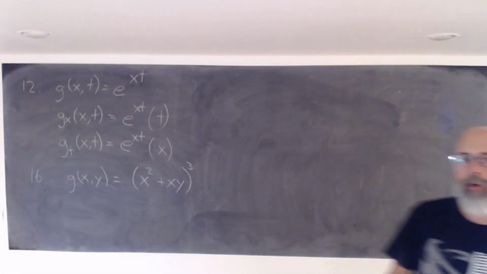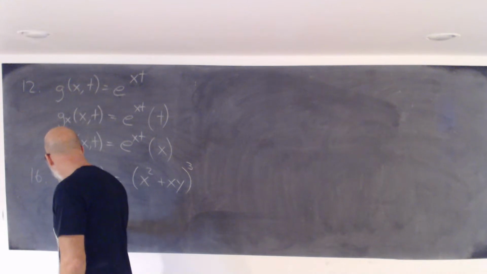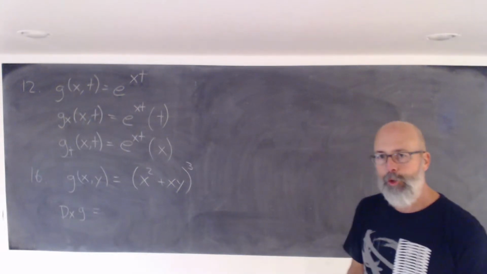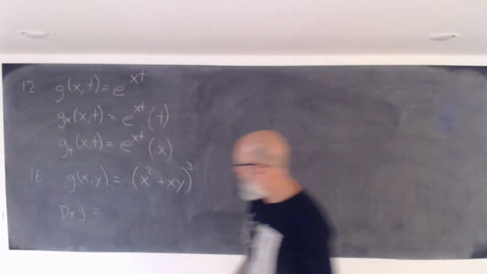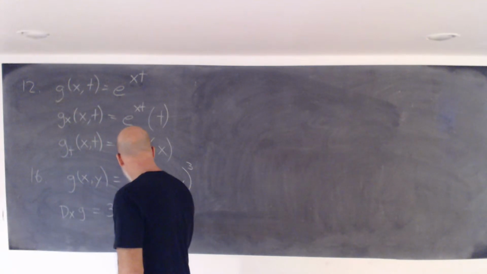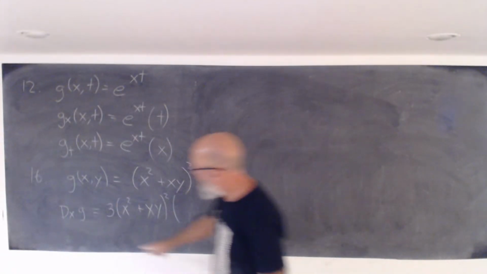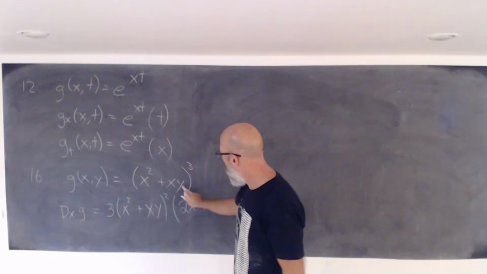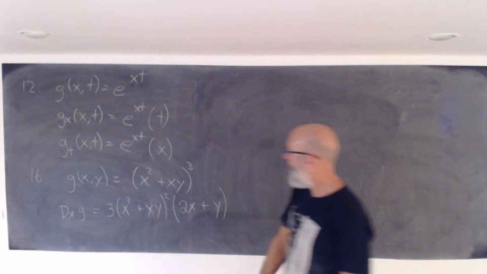Again, we're looking for the derivative with respect to x and with respect to y. You know what to do. You've got something cubed. So we're going to differentiate the cube first. And then you differentiate the inside with respect to x. Derivative of x squared is 2x. Here the y is treated as a constant. Derivative of x is 1. And there it is.